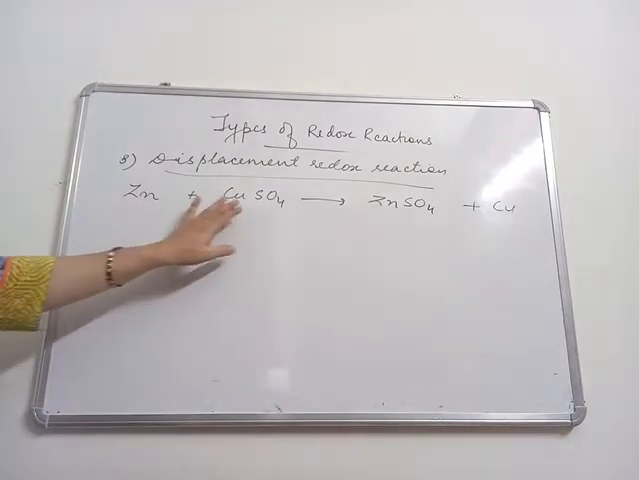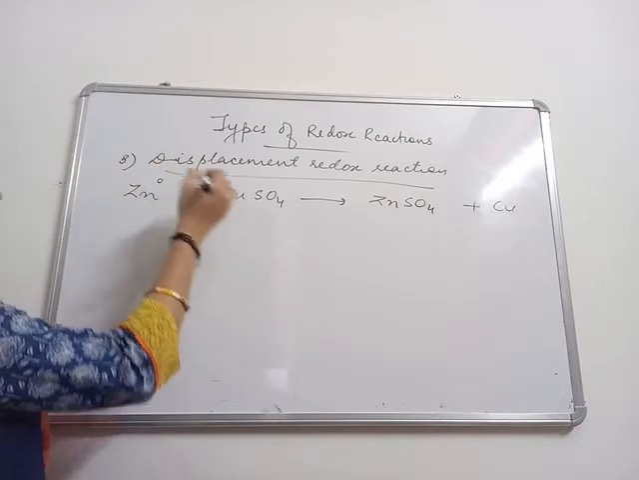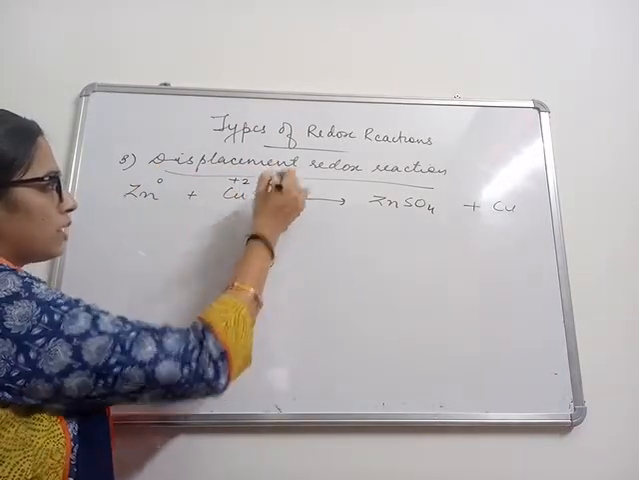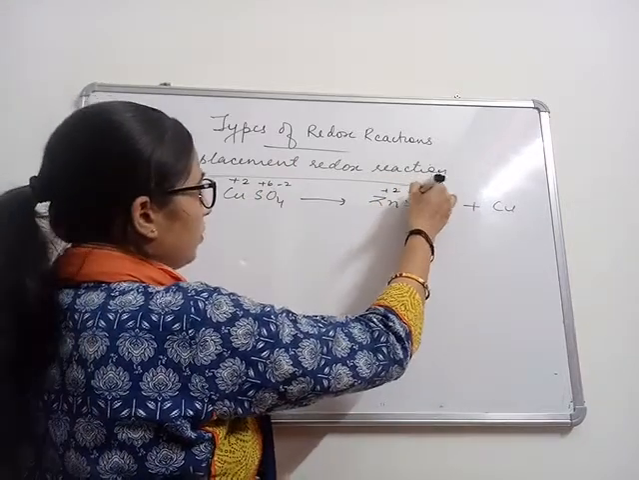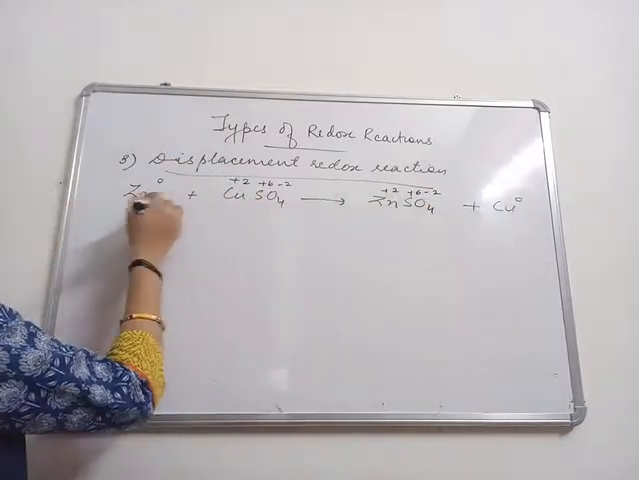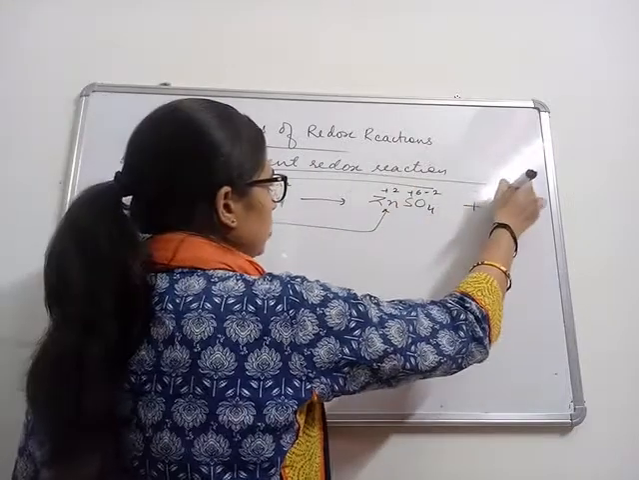Zinc being more reactive replaces copper from copper sulfate. Zinc is in zero state. Copper is +2, sulfur +6, oxygen -2. Zinc again +2, sulfur +6, oxygen -2, copper 0. So SO4 has no change. Zinc is only changing to Zn2+ and the copper ion is changing to copper.